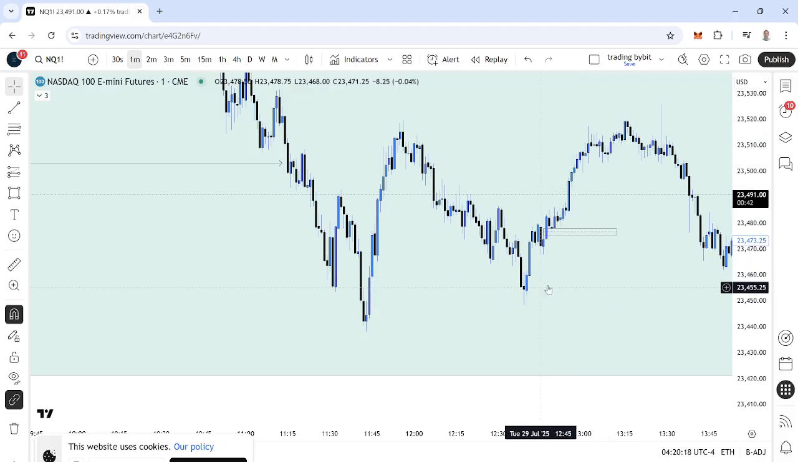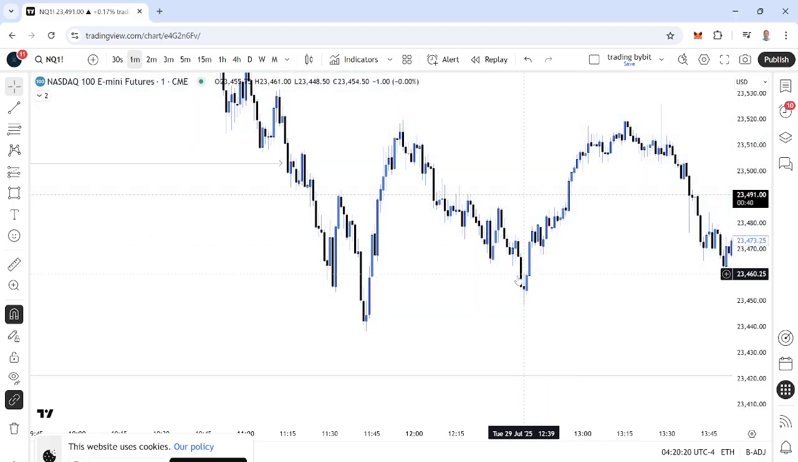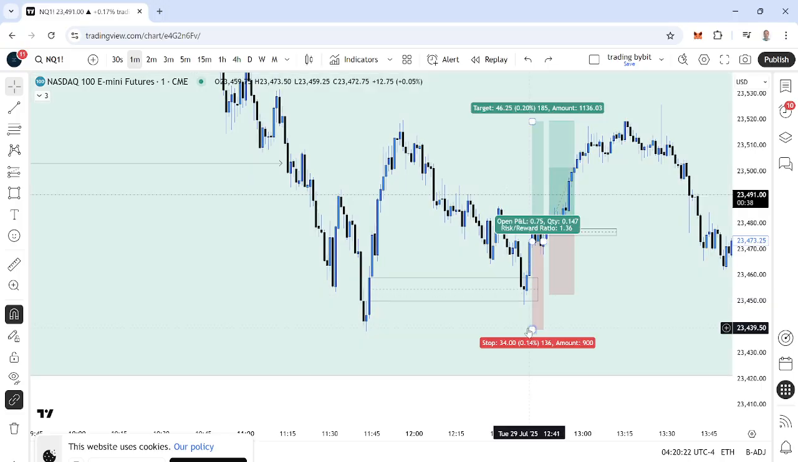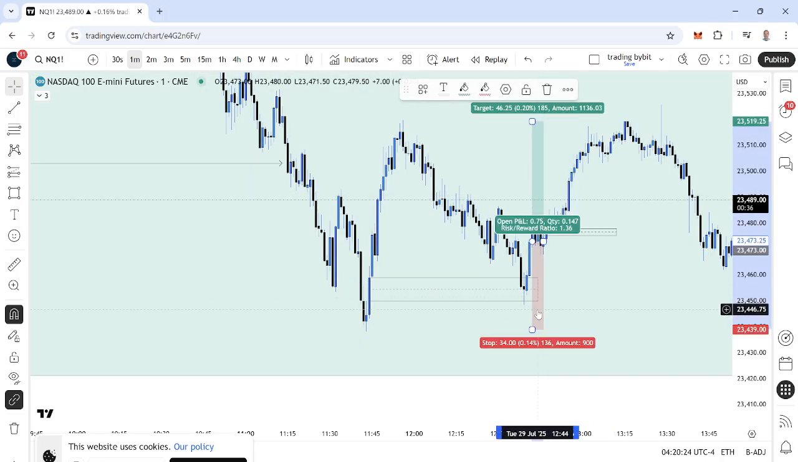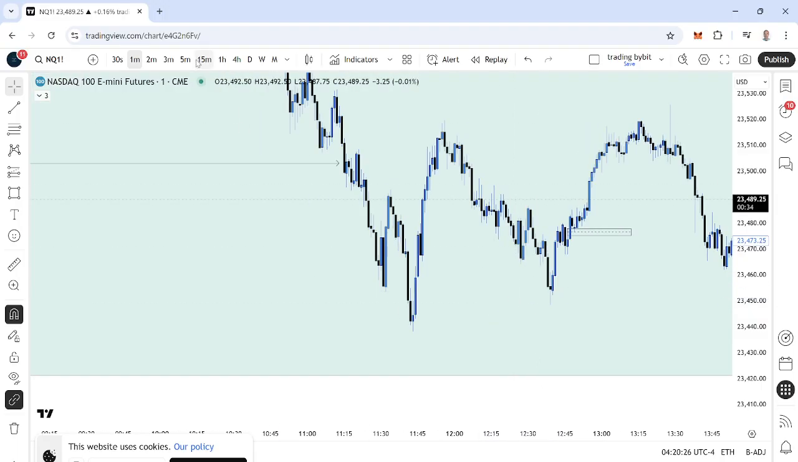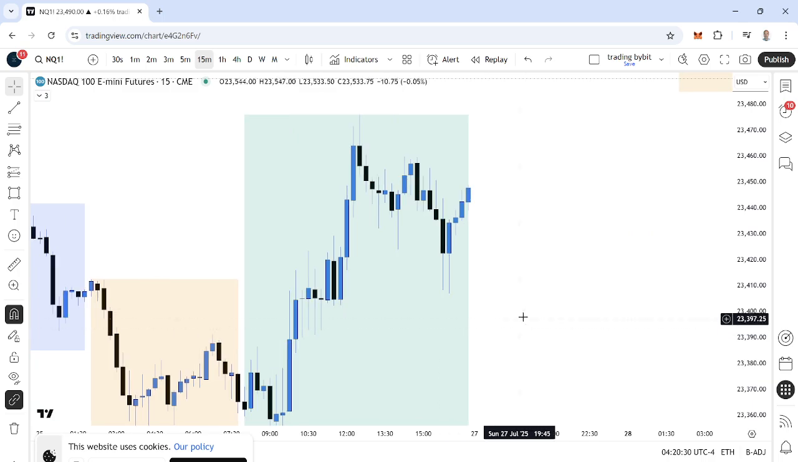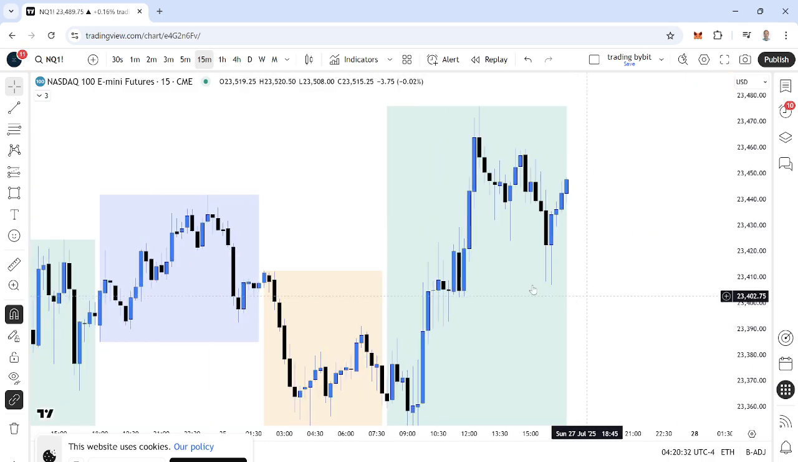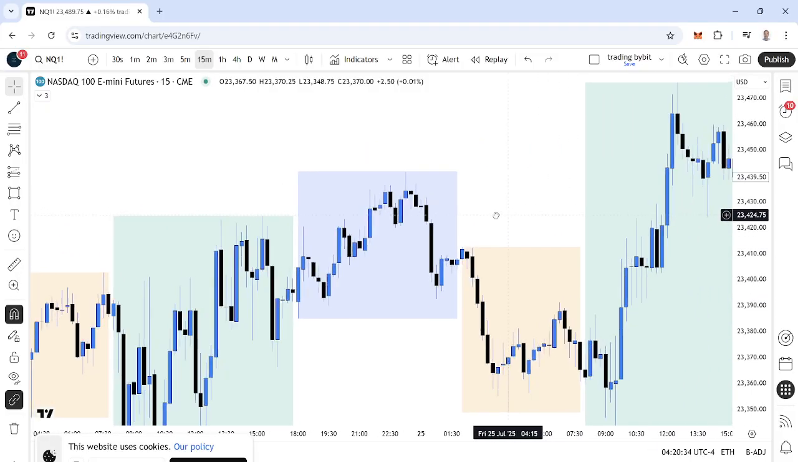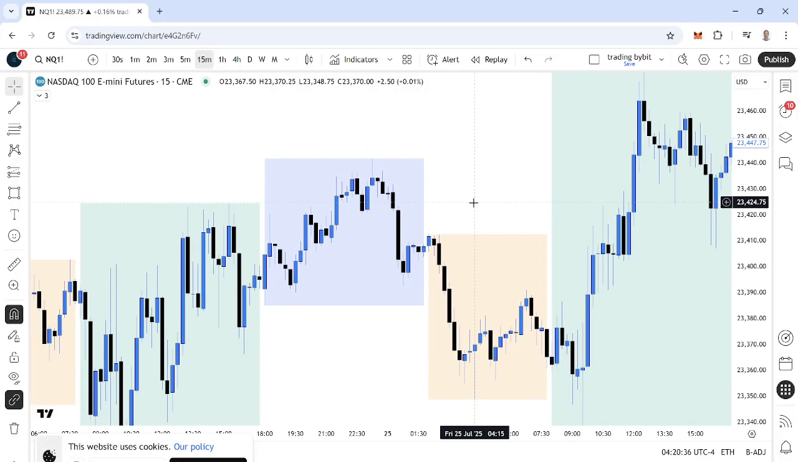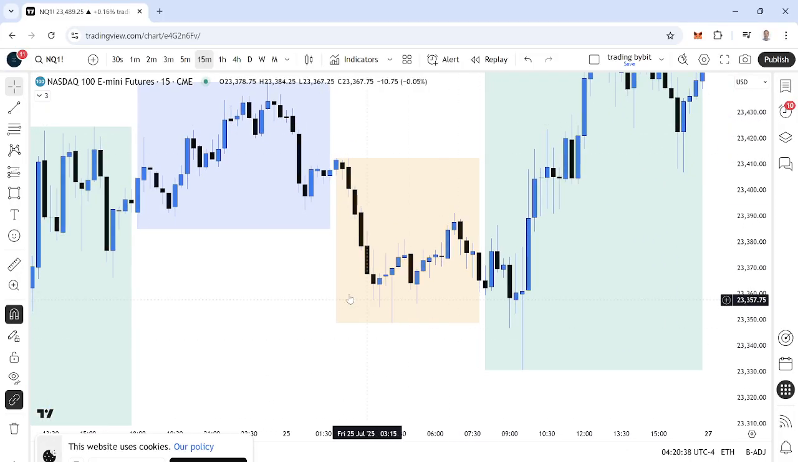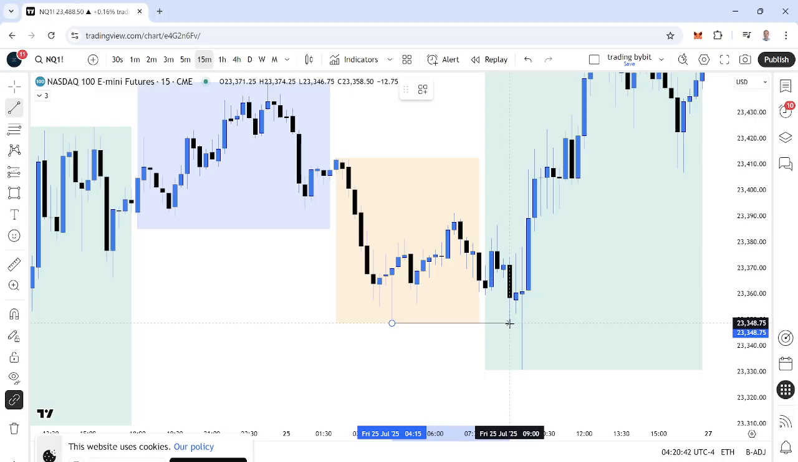Now for the 15 minutes, I'll show you the second model that I have. It's actually the same, but just on a higher time frame. Some people love it more this way. Where do I see it? Okay, here. So sweep time based.